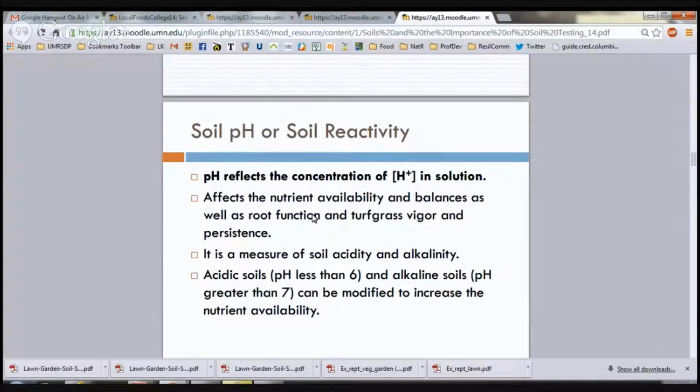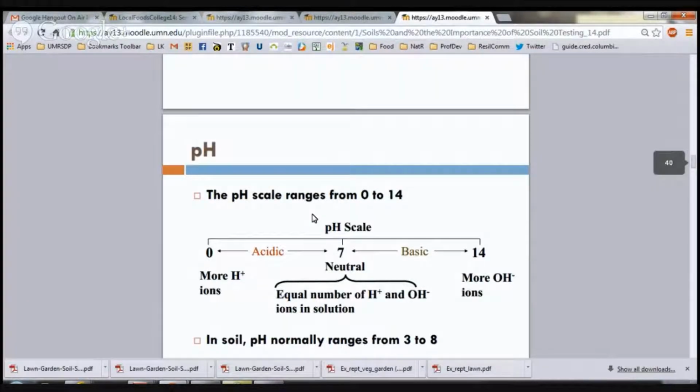Okay. So this is a great picture here of the pH scale. Basically, if it's alkaline or basic, it has more hydroxyl. That's where the chemistry part comes in. If it's acidic, it has more hydrogen ions in it. Typically, soil ranges from about 3 to 8 on pH.